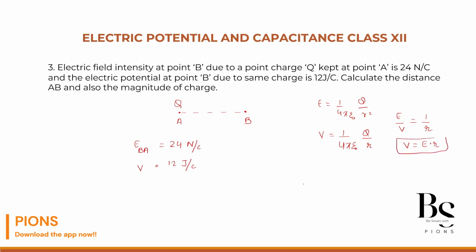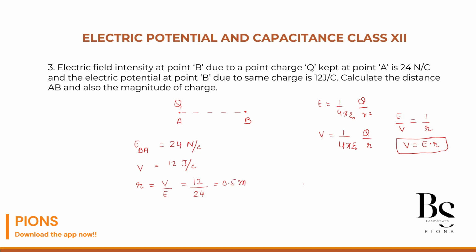You can do that. Or if you want to calculate R, simply R is V by E. So let me keep it like this only. R will be equal to V by E. So what is the voltage? 12. And what's the electric field? 24. 12 by 24 is 1 by 2, which is 0.5 meters. Yes, because we are using standard units. Now you got your R.